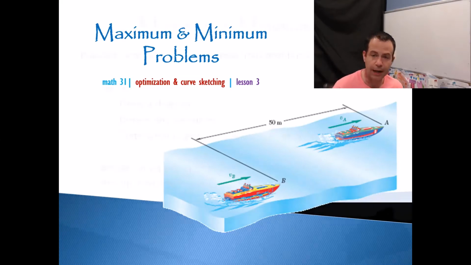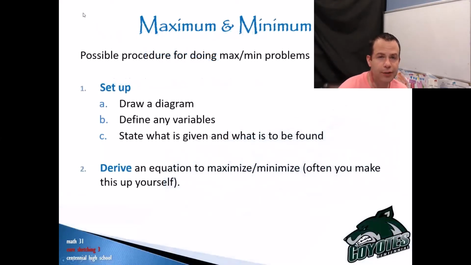Okay. Now, when we go to do that, there's essentially 5 steps that we want to take as we go through. So the first is just to set things up. You want to draw a diagram, define any variables that you're using. So let x equal this or let y equal that or whatever. State what is given and what is to be found. Okay. Very similar to how we started a related rates question.